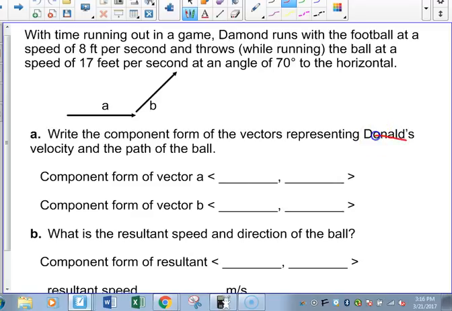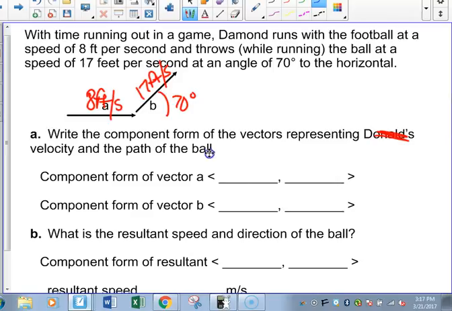Damon, whose name changes to Donald halfway through the question. With time running out in a game, Damon runs with the football at a speed of 8 feet per second. So he's running 8 feet per second along the ground, and then he throws the ball at 17 feet per second. So what is the velocity of the ball after he throws it if this is a 70-degree angle with the horizontal? Okay?